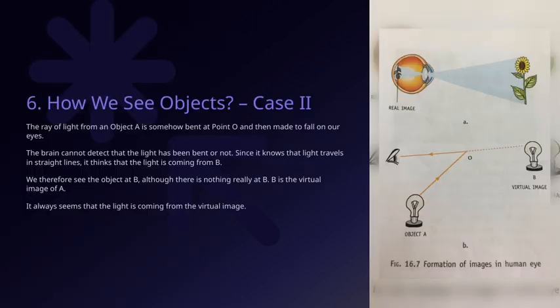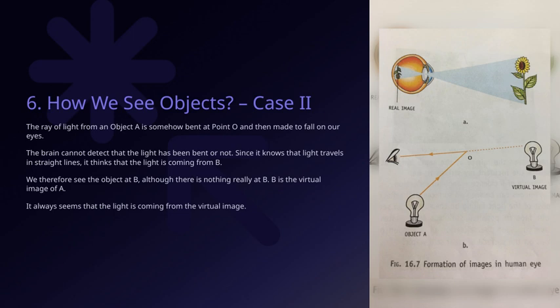Let's talk about how we see objects in this case. Imagine a ray of light coming from object A at some point, say point O. The light bends, it's deflected, before it reaches our eyes. Now, here's the interesting part. Our brain can't detect that the light has been bent. It assumes that light always travels in straight lines. So it interprets the incoming light as if it's coming directly from a different point, which we call point B. This means that even though the object is actually at A, we perceive it at B because our brain is tricked by the way the light has been bent.